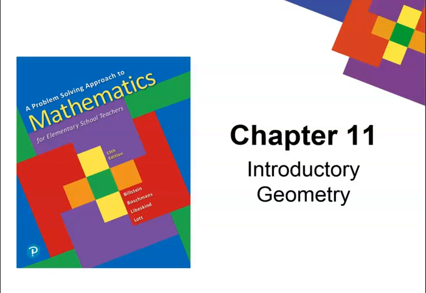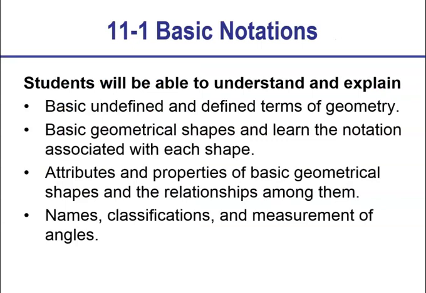geometry. In this first section, 11-1, we're going to talk about basic notations, basically a lot of vocabulary. So when we finish this section, you'll be able to understand and explain basic undefined and defined terms of geometry, basic geometrical shapes, and learn the notation associated with each shape, attributes and properties of basic geometrical shapes and the relationships among them, and names, classifications, and measurement of angles.